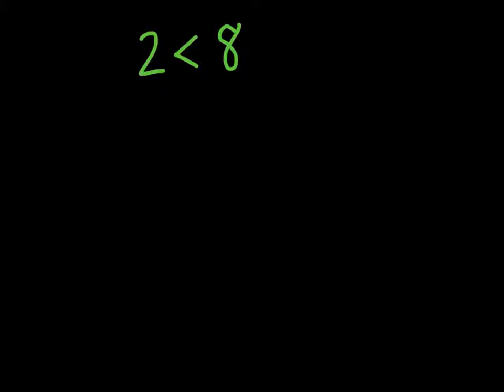Let's use this inequality, 2 is less than 8, to illustrate the multiplication property. If we multiply each side of an inequality by a positive number, in this case, let's say 4 times 2, or 4 times 8, we produce an equivalent inequality. In this case, 8 is less than 32.